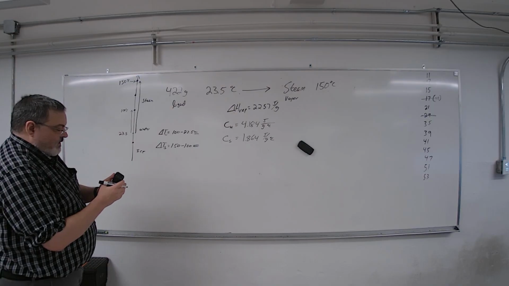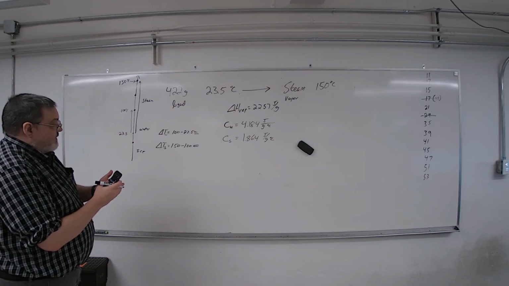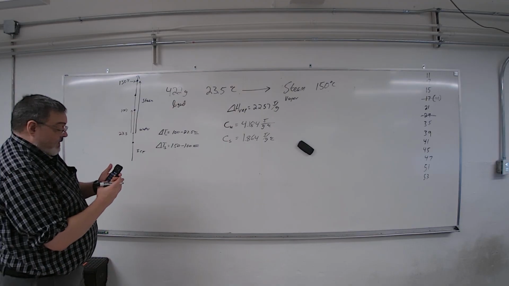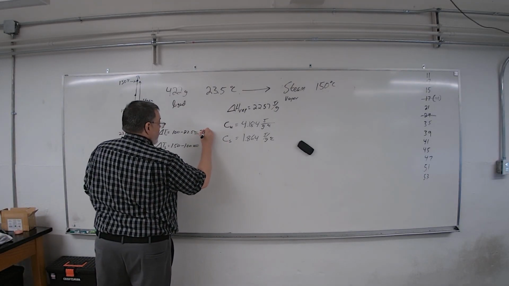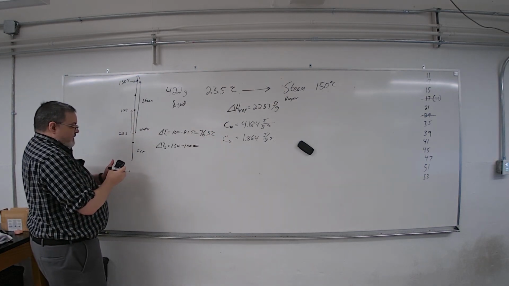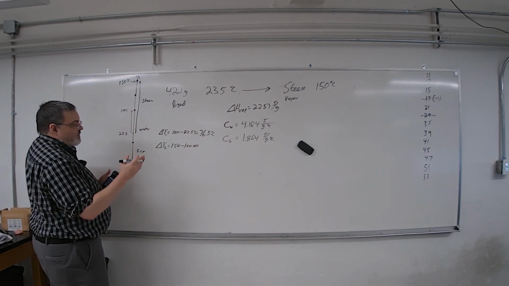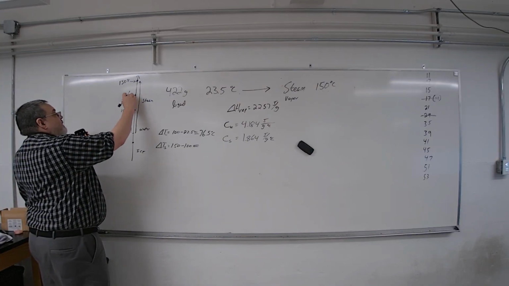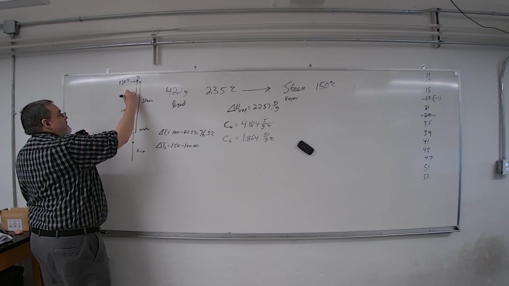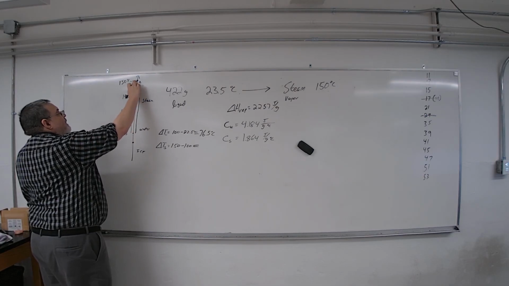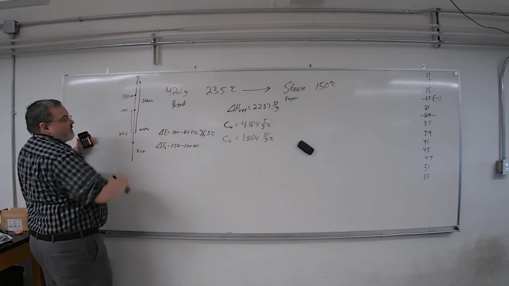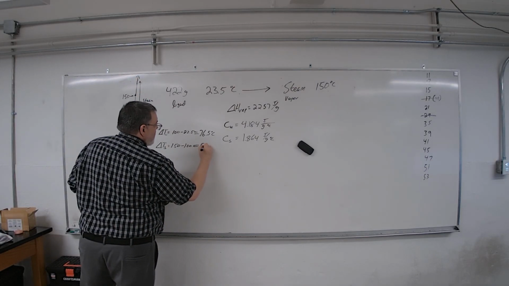77.5. I'm not going to trust it. 100 minus 23.5 is 76.5. And then the steam is going to go from 150 to 100. This was probably okay. I don't know what I was thinking. Whatever. This isn't going to be to scale over here. So this is 50.